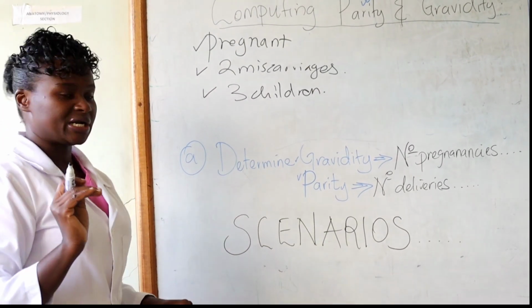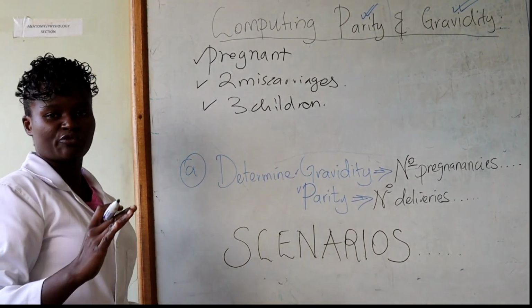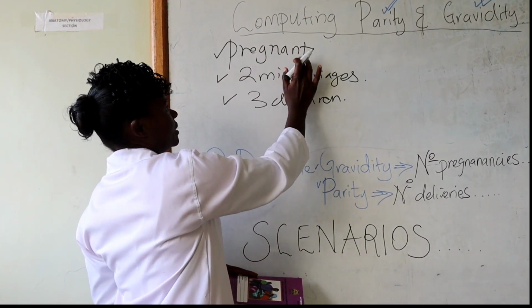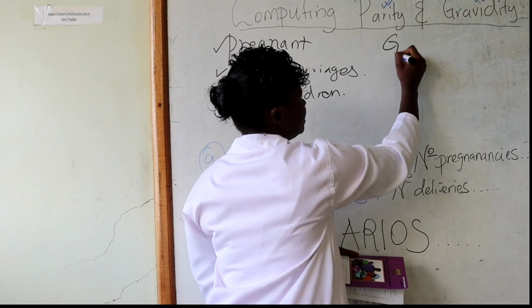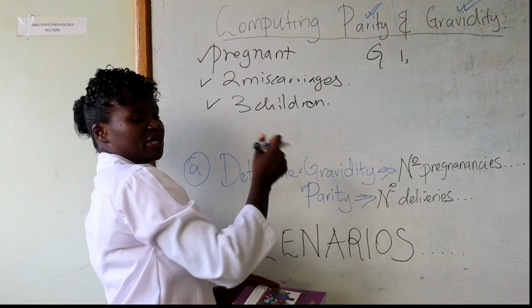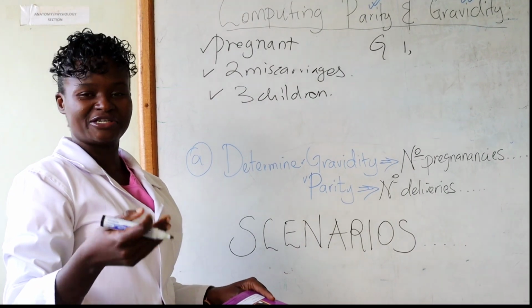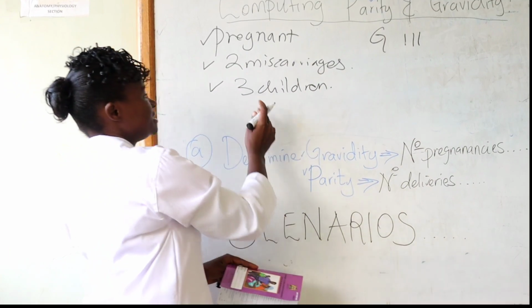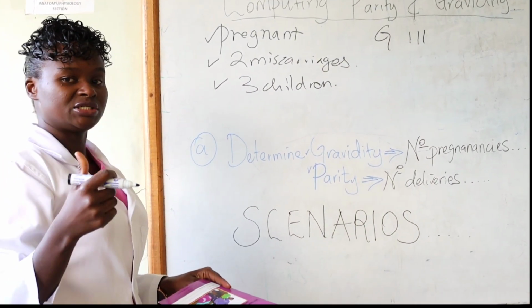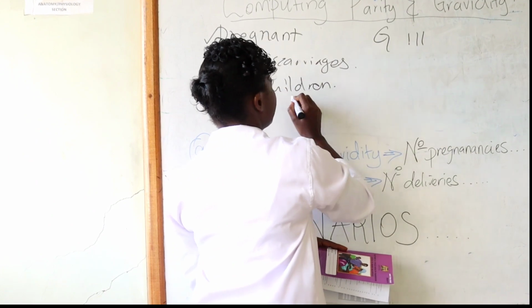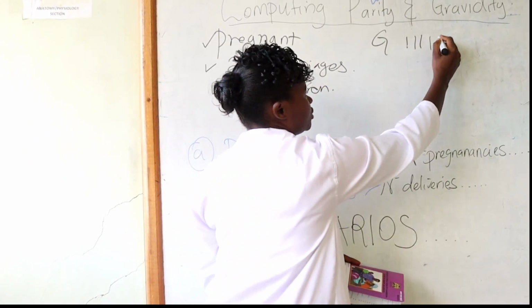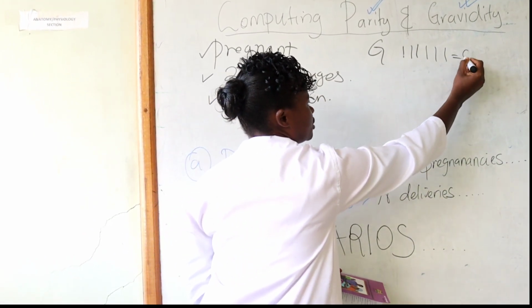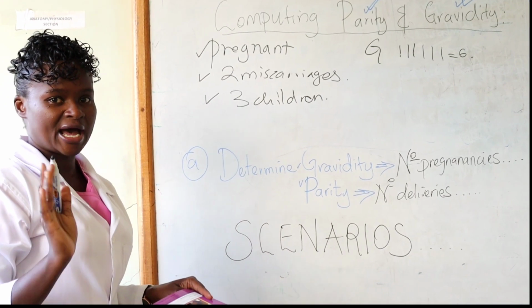So let's count the number of pregnancies. We say that gravidity is the total number of pregnancies this woman has ever had, regardless of outcome. She is pregnant currently, so we have 1. Then she has had 2 miscarriages before. For you to have a miscarriage, definitely you had a pregnancy, so those are 2 other pregnancies. Then she reports further that she has 3 children back at home. So this is another 3 pregnancies. So the total gravidity is 1, 2, 3, 4, 5, 6. The total gravidity is 6. I hope we are together.